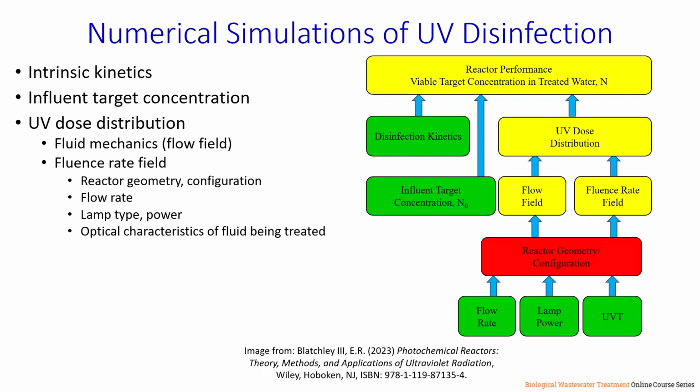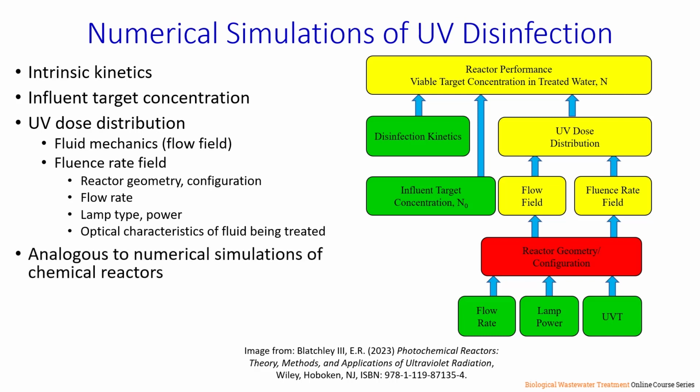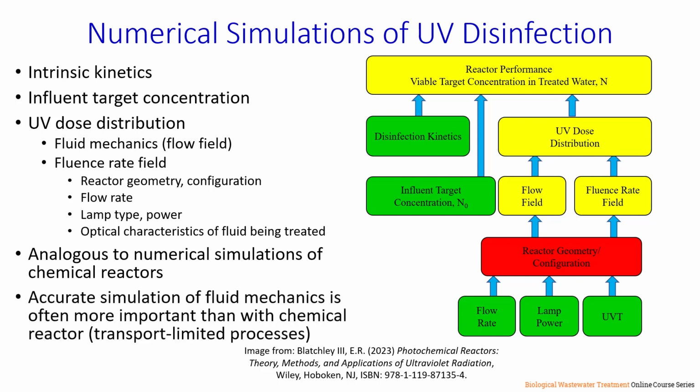Fluid mechanics and the fluence rate field will be governed by reactor geometry and configuration, the flow rate through the system, lamp type and lamp power, as well as the optical characteristics of the fluid being treated. Again, this approach is analogous to the numerical simulations that I described previously under the IDDF that have been developed for chemical disinfection systems. But in these systems, because of the nature of photochemical reactors, where we see these strong gradients in local reaction rate, accurate simulations of fluid mechanics turn out to be vital to accurate simulations of photochemical reactor performance, such as UV disinfection systems.